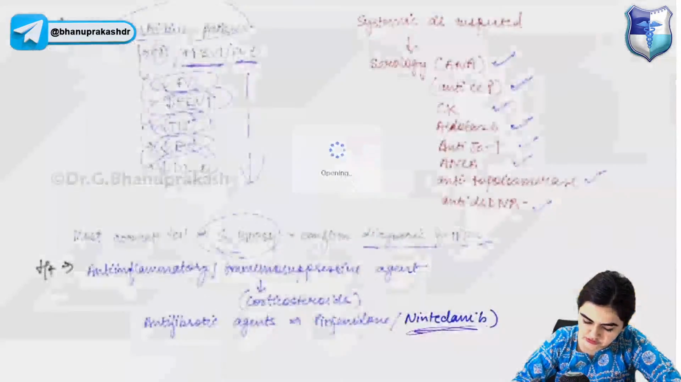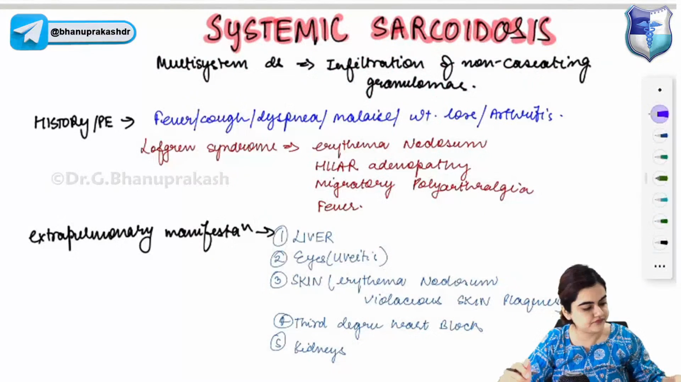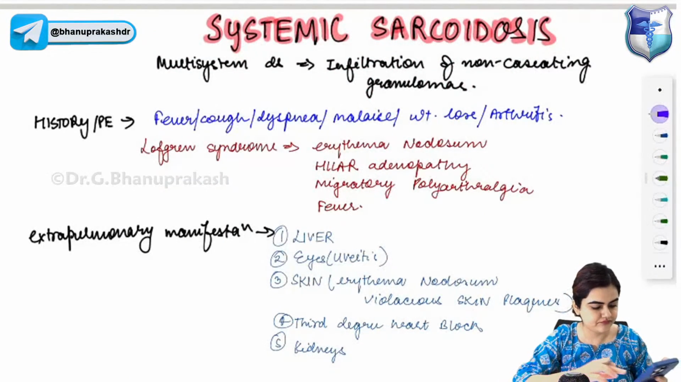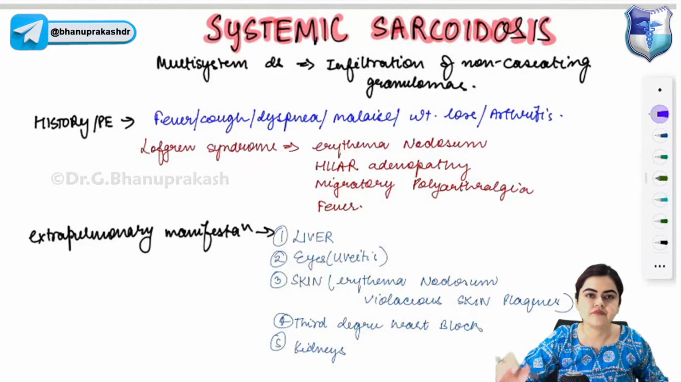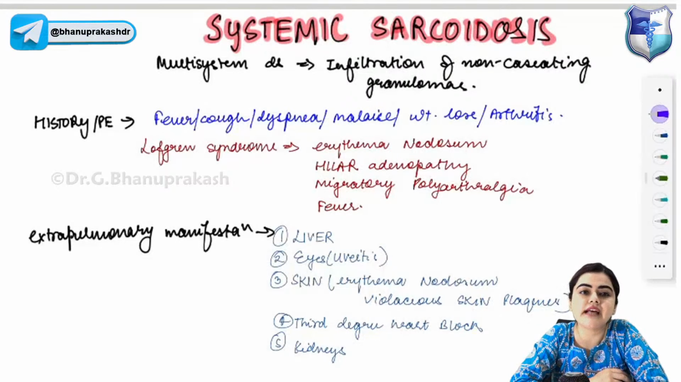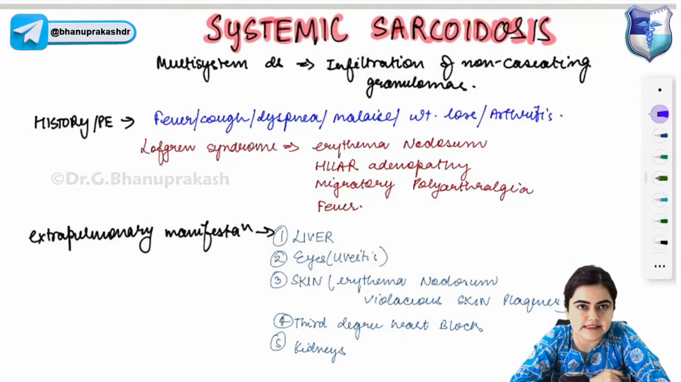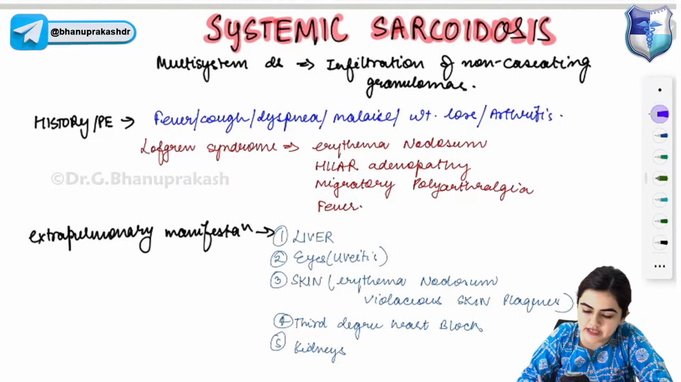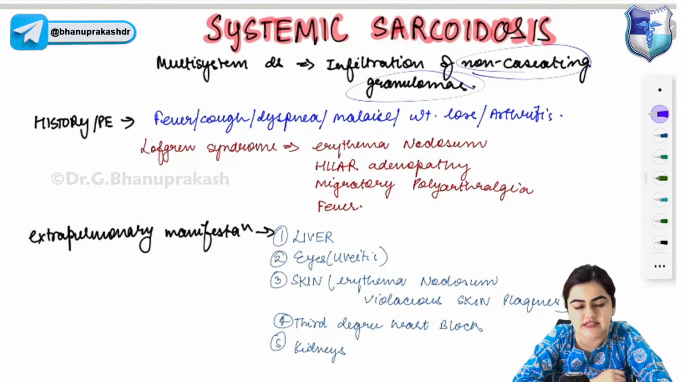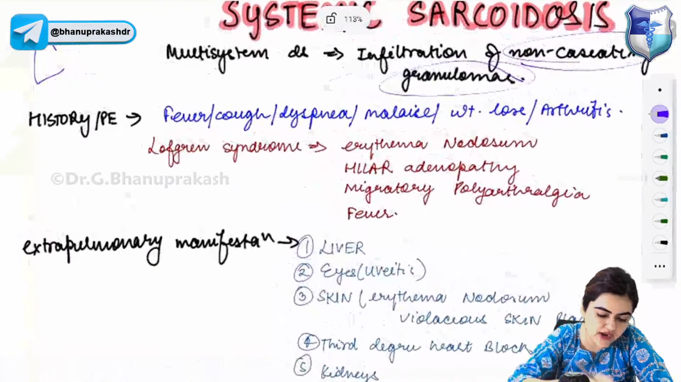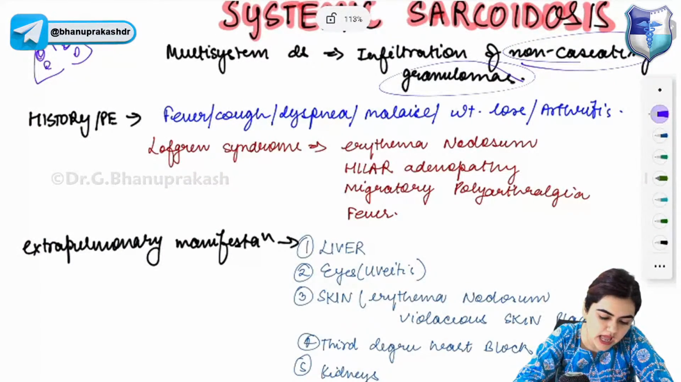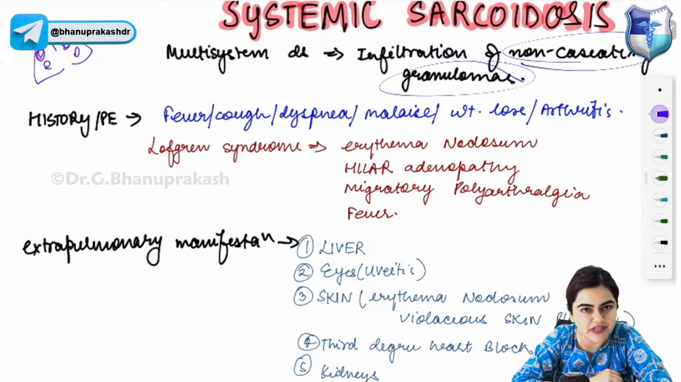Systemic sarcoidosis is a multi-system disease involving different systems. It is of unknown etiology, and you will find non-caseating granulomas in various organs. Now how does a systemic sarcoidosis patient present when there is lung involvement? You will find non-caseating granulomas in the lung, and the symptoms will be fever, cough, dyspnea, malaise, weight loss and arthritis.